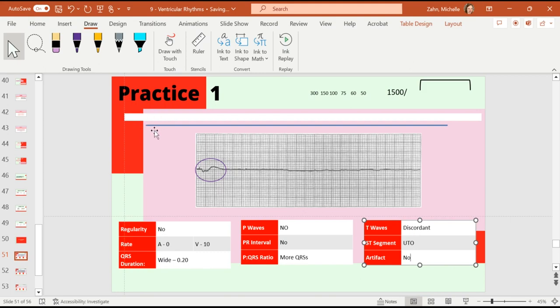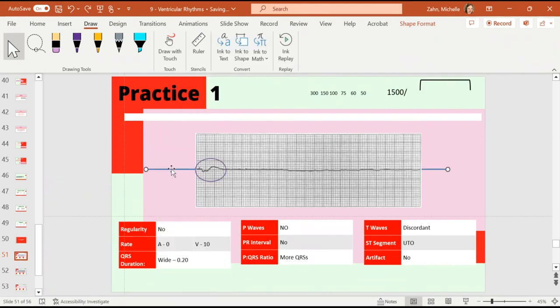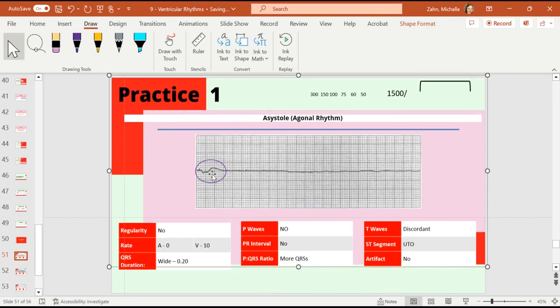So what I have is a mostly flat line. Here we go. If I tried to draw a ruler straight through, it looks pretty flat. I can cover most of that with my little ruler. So this I would call asystole. If you wanted to be fancy, you could call it an agonal rhythm, with that being like the last ventricular depolarization before true asystole happens. But I would say the majority of this rhythm is asystole. I would just call this asystole, and I would be treating it as asystole as well.